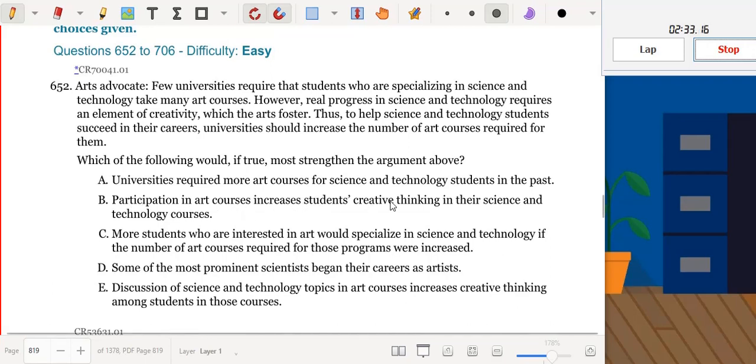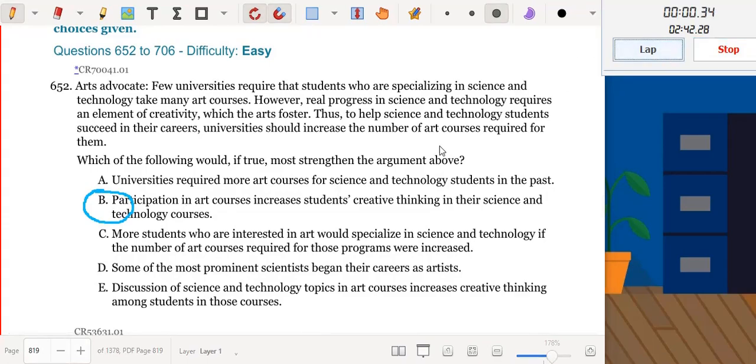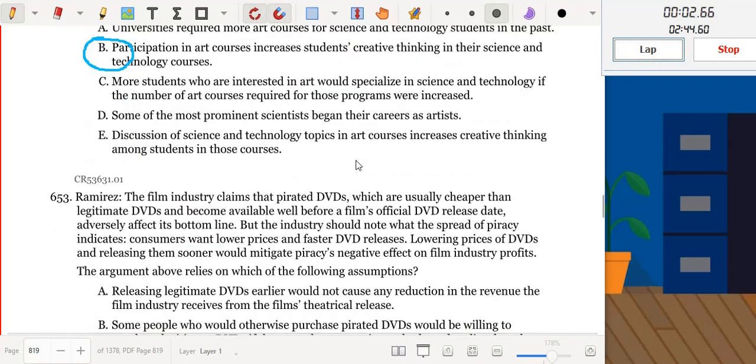Participating in art courses increases education in account. Yeah, so this is really a day. I didn't know why I took so much time. Okay, let's move to the second question.